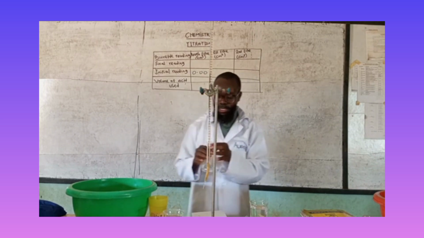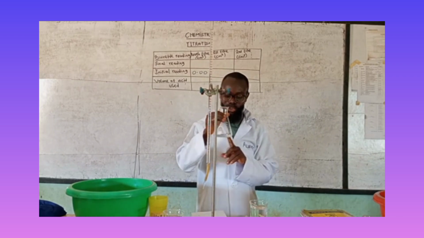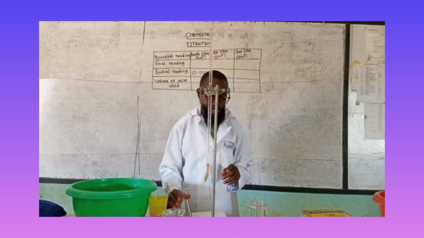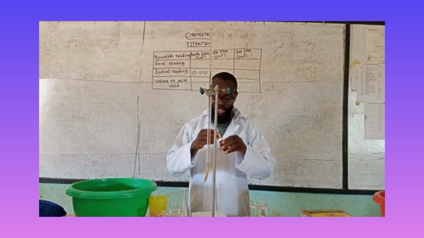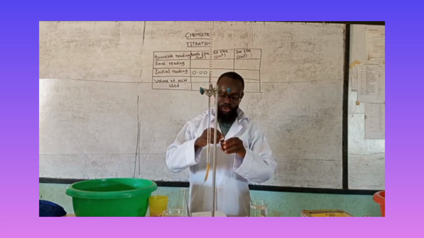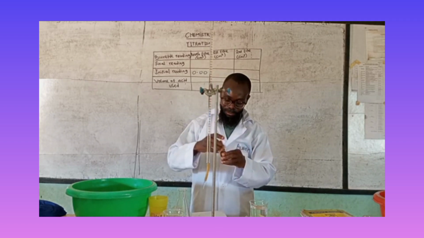The next step is you add your indicator to this one. And the indicator we are using today is our methyl orange. You add 2 or 3 drops.